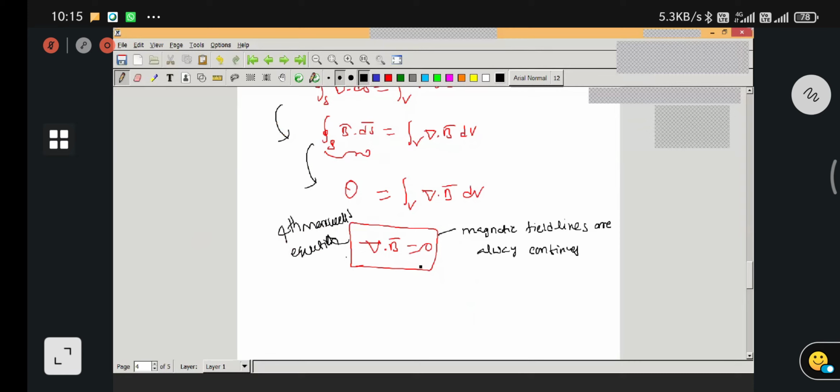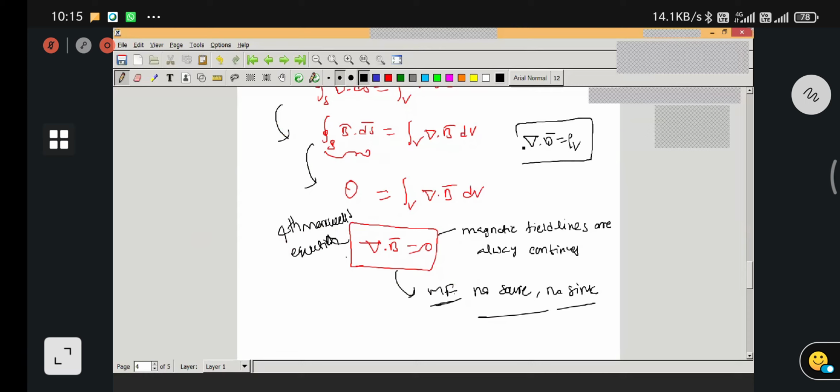Fourth Maxwell equation: the magnetic field lines have no source and no sink point, no beginning and no ending point. Just keep it in your mind. Now comparing with the first one. What is the first Maxwell equation? We know that: del dot D equal to rho V.